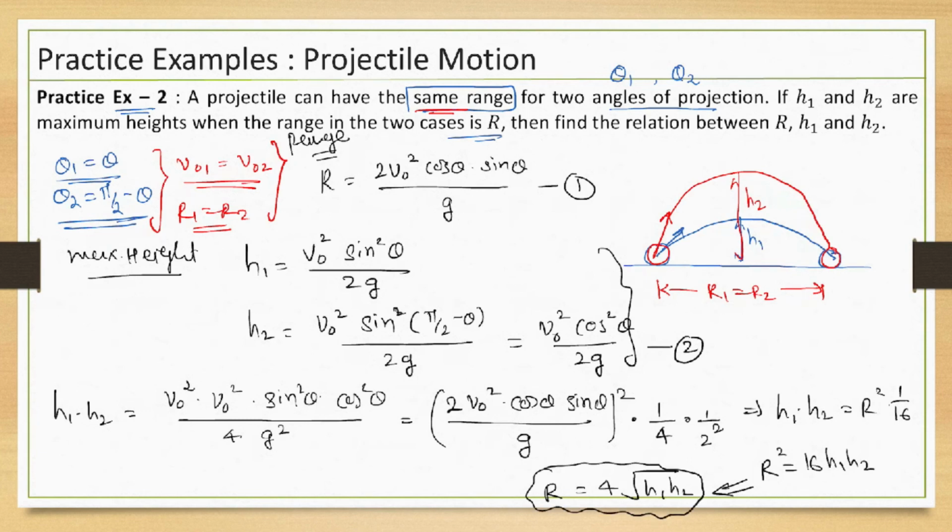All of you, note this example in your book, then after that we go to the next one, and our answer is also given here. See, R is equal to 4 under root h1 into h2. All of you, note it.